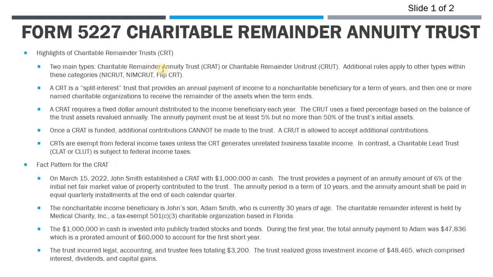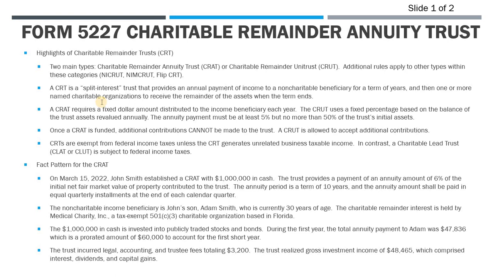So what are the two main trusts that we think about when we're looking at CRTs? We have our charitable remainder annuity trust, which is going to be this example, and then we have a charitable remainder unitrust. Now there are a lot of other different types of unitrusts. You have the net income CRTs, net income with makeup provision CRTs, and flip CRTs, but in our example here, we're just going to be looking at the CRATs.